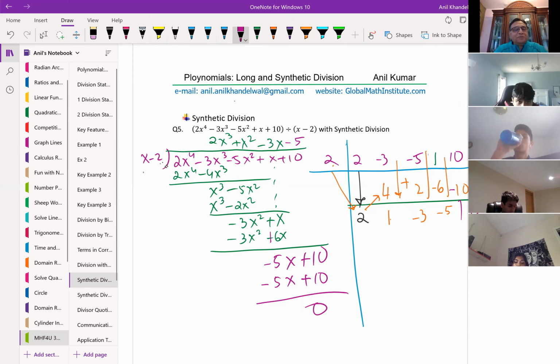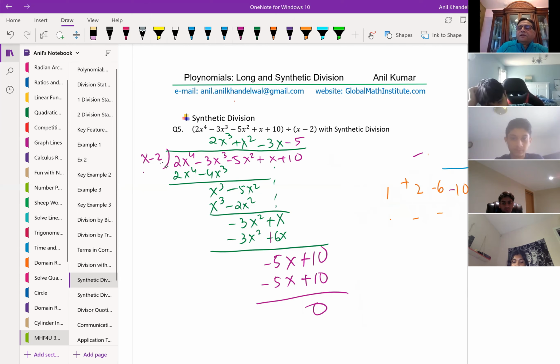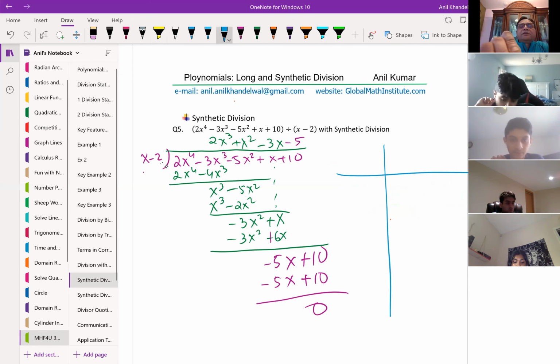And that shortcut method, synthetic division, is that division method clear to everyone or no? Ankita, is this method clear to you? Yes, sir, it's clear. Let's redo it. This is very important, okay? So what I'm going to do here is, we'll make the division like a T shape, and write all the coefficients. Coefficients are 2, minus 3, minus 5, 1, and plus 10.